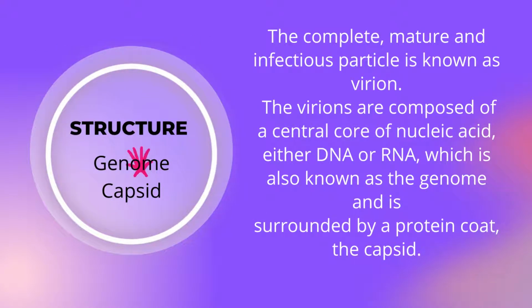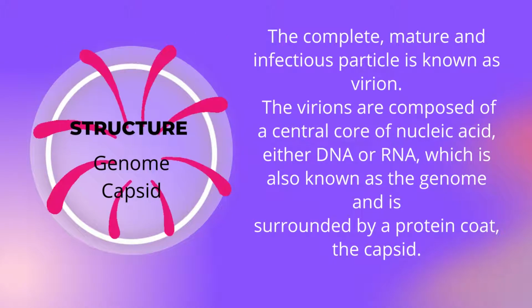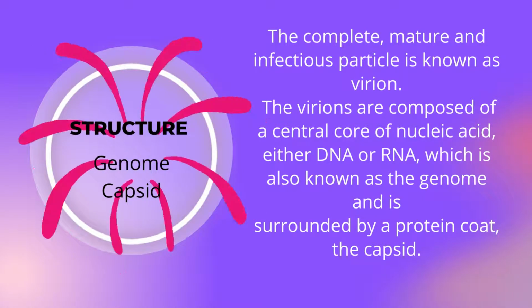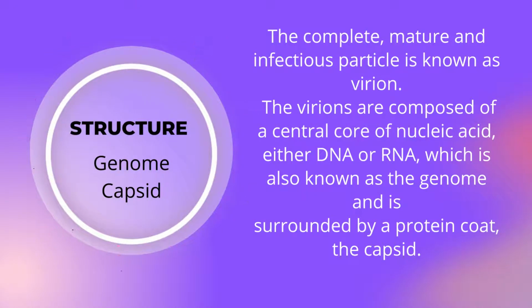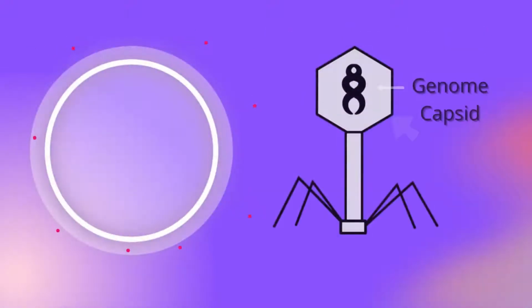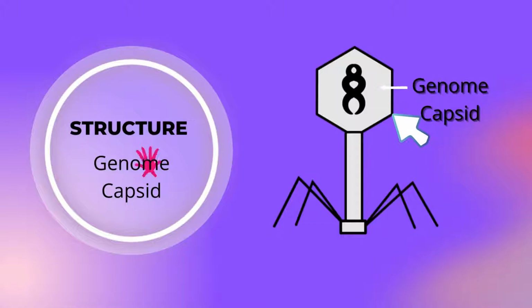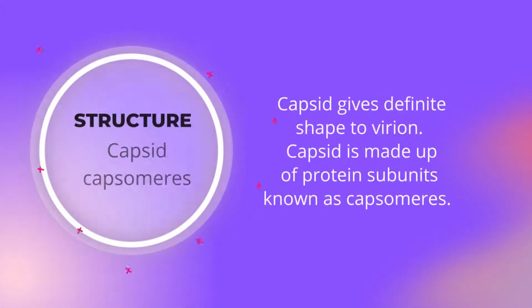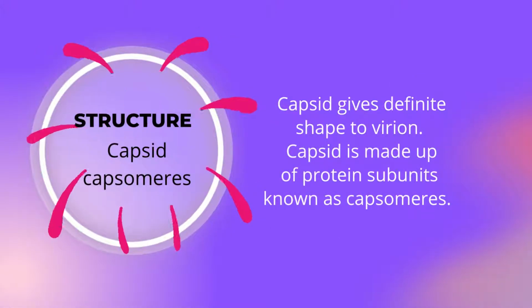The complete, mature, and infectious particle is known as virion. Virions are composed of a central core of nucleic acid, either DNA or RNA, which is also known as the genome and is surrounded by a protein called the capsid. Here you can see genome and capsid are shown.